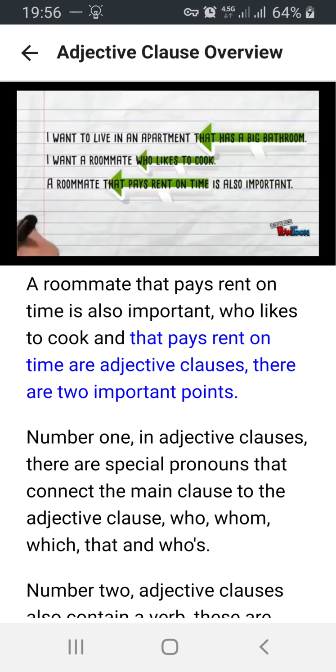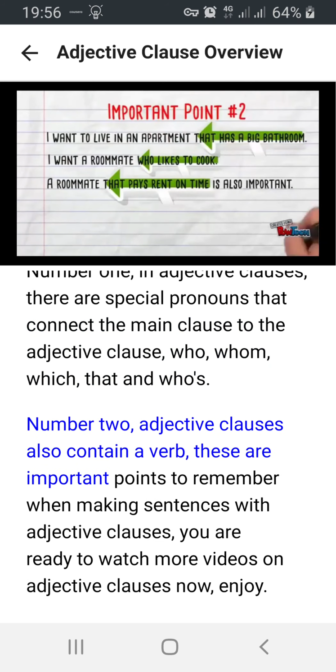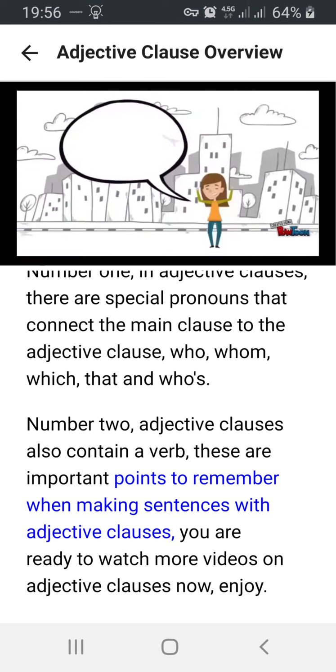There are two important points. Number one, in adjective clauses, there are special pronouns that connect the main clause to the adjective clause: who, whom, which, that, and whose. Number two, adjective clauses also contain a verb. These are important points to remember when making sentences with adjective clauses. You are ready to watch more videos on adjective clauses now.